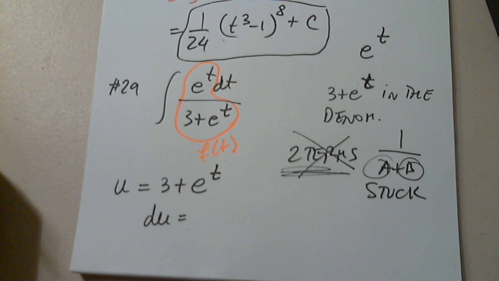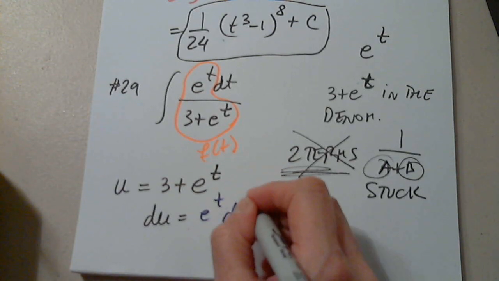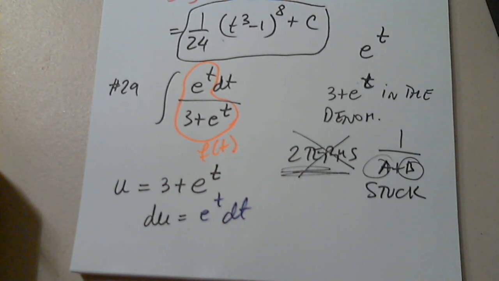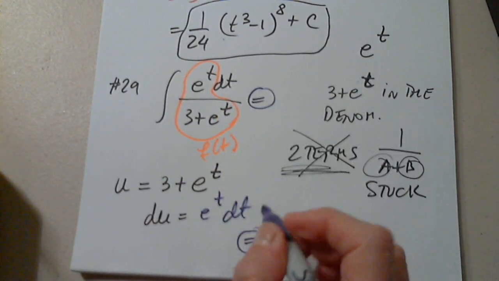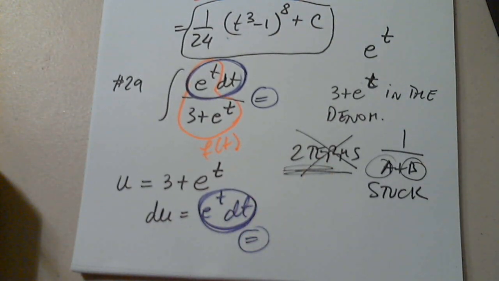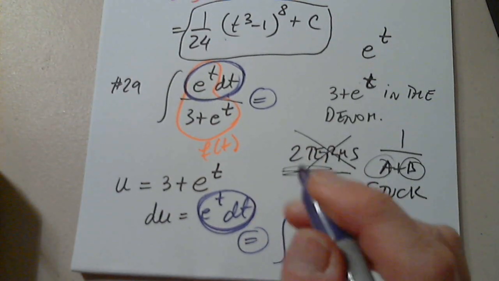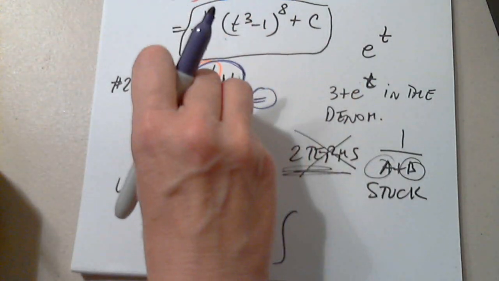So what is du for this function that we just created? Can anyone give us du for this? e to the t dt. Exactly. I'm happy. Can anyone tell me why I'm happy? Because it cancels out. It doesn't cancel out. I replace it by du. So how would I change this integral entirely from t to u?